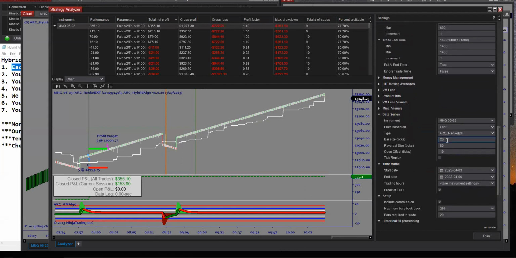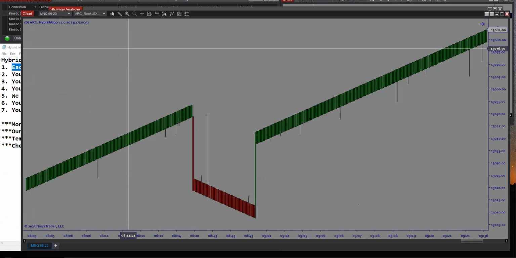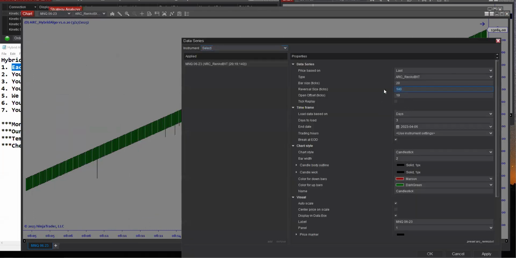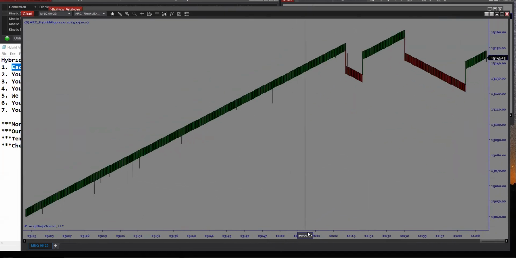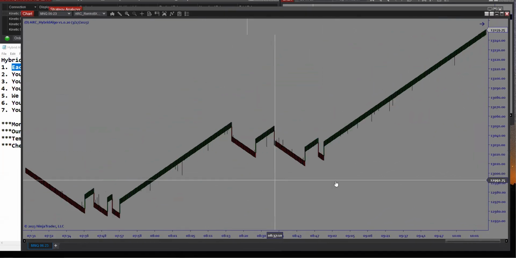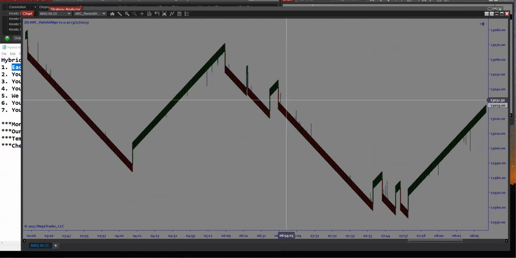Now I ran this on a different bar size. I ran this on 20 and an 80 reversal, not a 140. So if I go back and change this, I'll show you not on 140, on 80. Take a look at this for a second. Just a slightly different narrative. You get a little bit more reversals. You get a little bit more whipsaw, a little bit flicky, right?